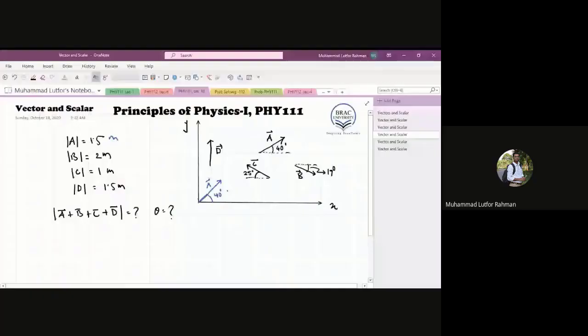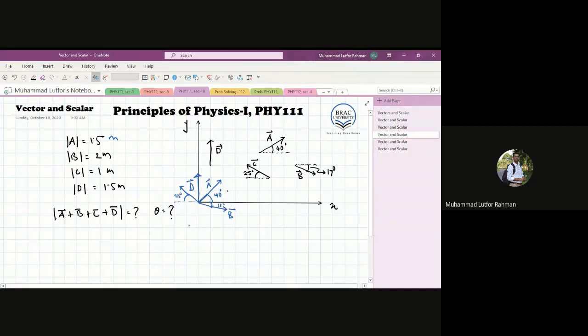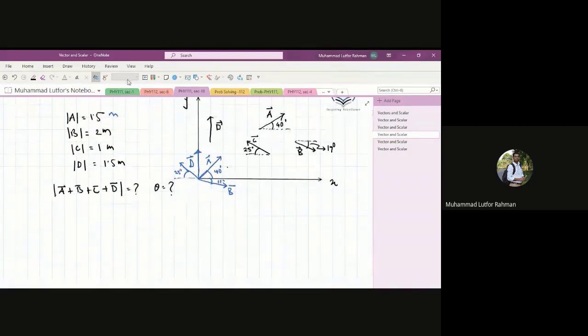So this is vector A. Then this is the vector D. This is the vector B, which gives the 19 degree. And this is vector C, which will create that 25 degree over here. Right? Now I can take the components of all four vectors.